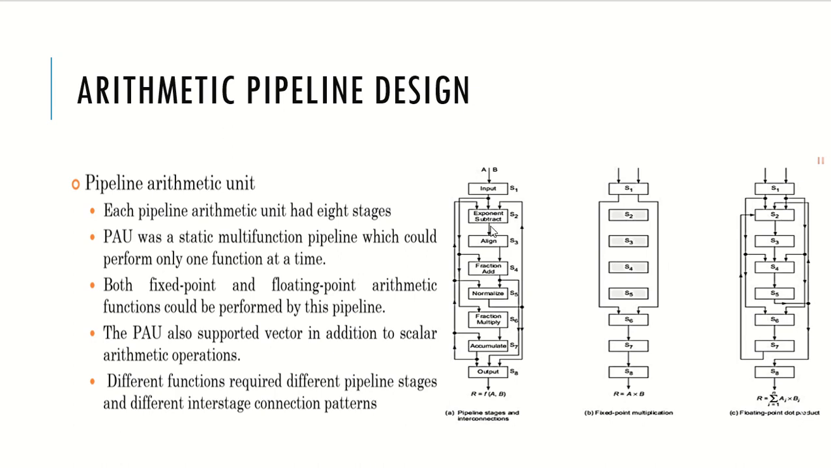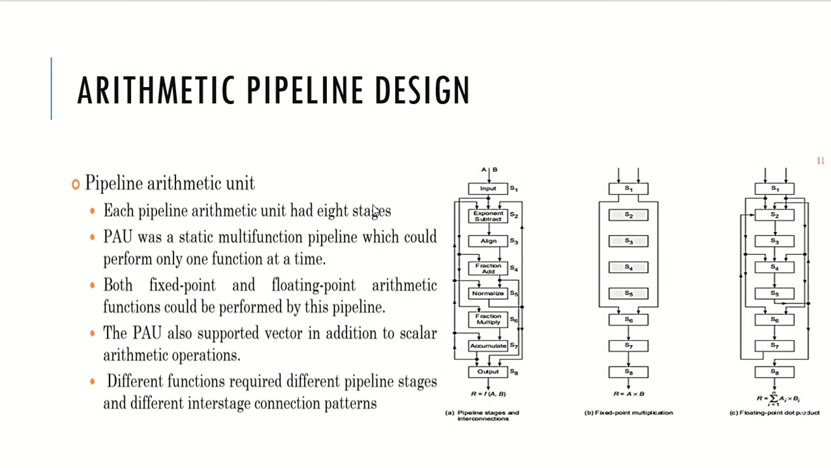In the second stage, you are going to get the exponents. Then you can perform the subtraction. Then you can align. Then you can get the fraction and add them together. Then you can normalize. Then you can multiply if you require. Then you can accumulate the results, and finally you can give the output. So this is the pipeline arithmetic unit.